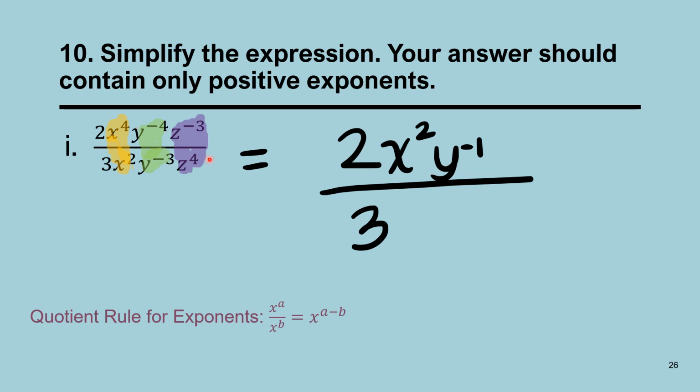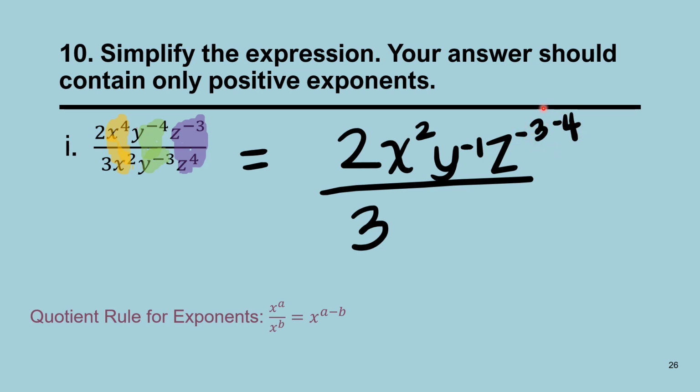Now let's deal with the z's on the end. Z to the negative 3 divided by z to the fourth. We have a common base, and we're dividing, so we're going to subtract the exponents. So that's going to be z to the negative 3 minus 4. Notice that everything defaults up into the numerator, and then we'll have to deal with the negative exponents, so things may end up in the denominator.